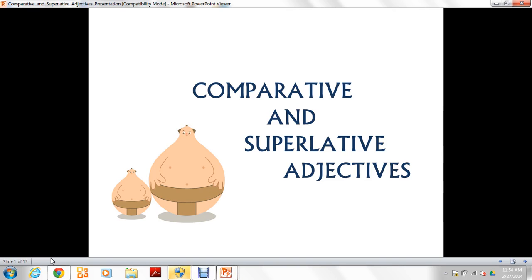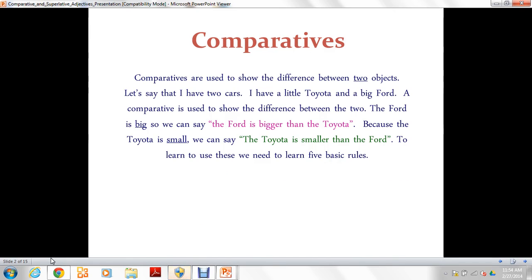Alright, comparative and superlative adjectives. Comparatives are used to show the difference between two objects. Let's say that I have two cars. I have a little Toyota and a big Ford. A comparative is used to show the difference between the two. The Ford is big, so we can say the Ford is bigger than the Toyota. Because the Toyota is small, we can say the Toyota is smaller than the Ford. To learn to use these, we need to learn 5 basic rules.